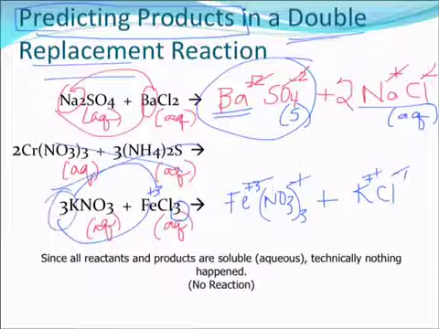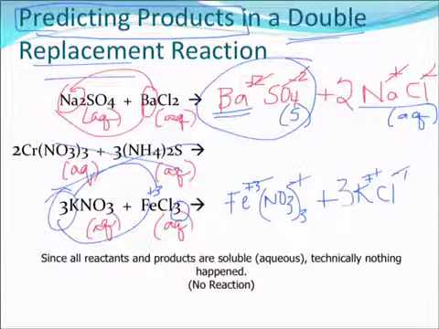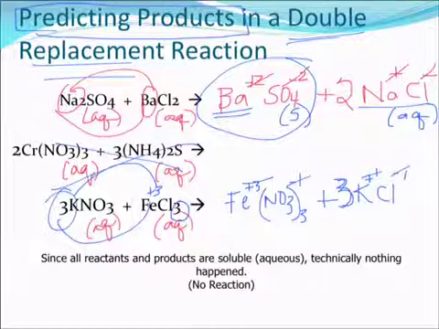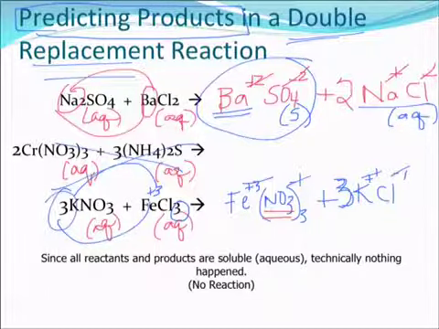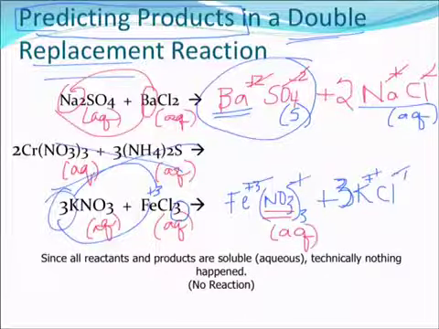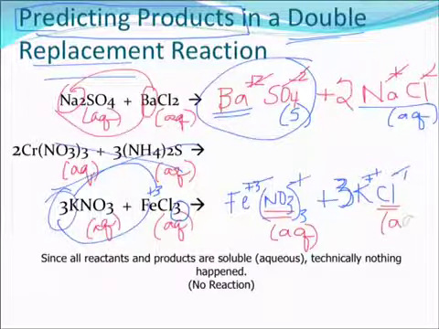Oh, wait. I balanced for you over there. So I had a 3 in front of potassium chloride, and you're done. So now, when we go to predict the products here, we look at nitrate. What list is it on? It's on the aqueous list. Then we look up the chlorides, and we find out that potassium chloride is also aqueous.